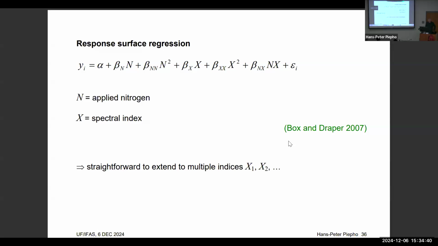But here's the model that we used. It's a response surface regression model, second order. It's a quadratic regression as far as N is concerned, and also a quadratic regression on the spectral index, which I've denoted by x. So you've got linear and quadratic terms in N, linear and quadratic terms in x, plus the cross product. That's response surface regression. There are many other models you could use, but this one is particularly convenient, because you can easily extend it to incorporate multiple indices. For each of those, you just add linear, quadratic, and cross product terms.